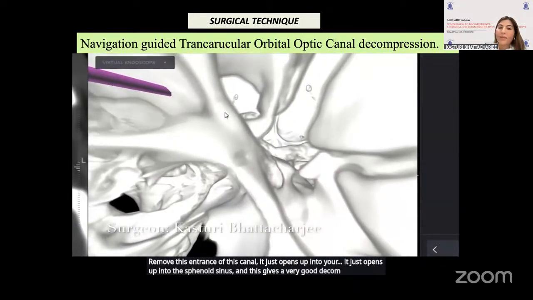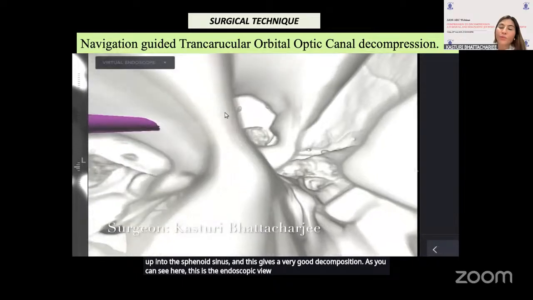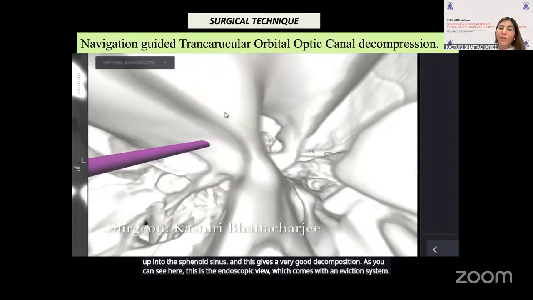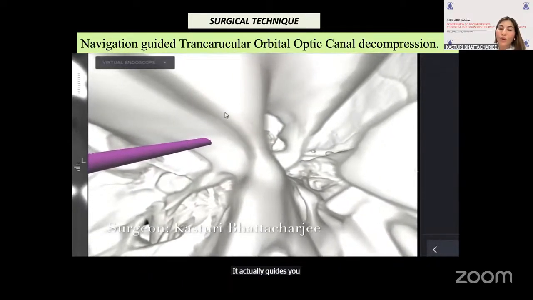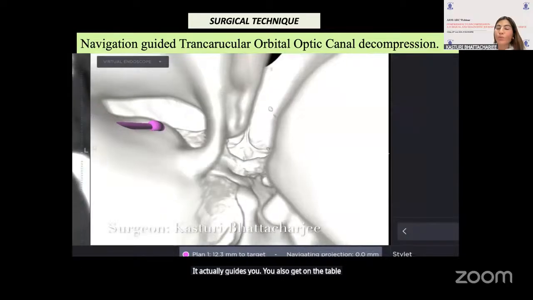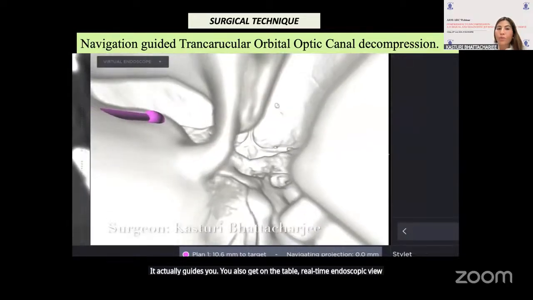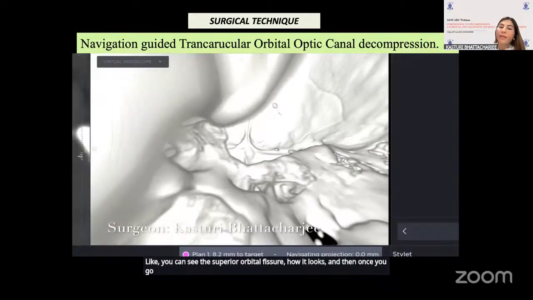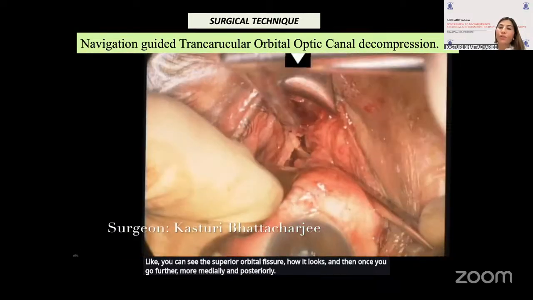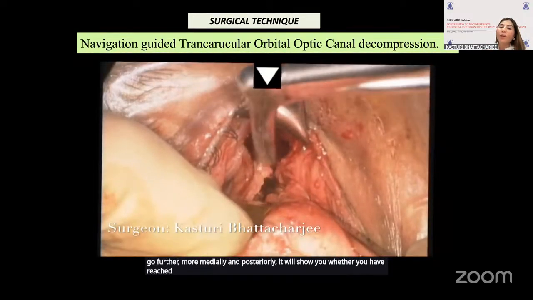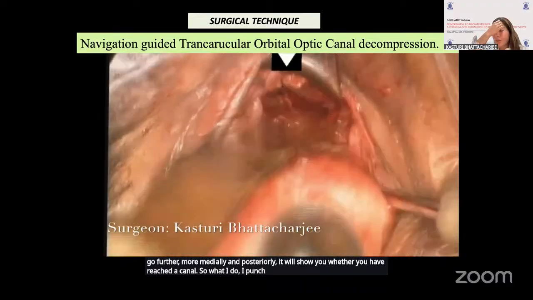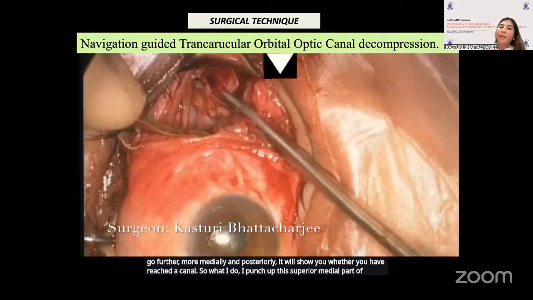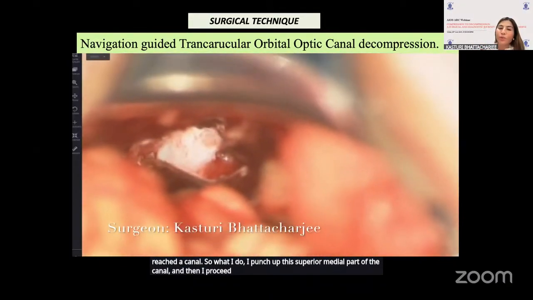As you can see here, this is an endoscopic view which comes with a navigation system. It actually guides you. You also get a real-time endoscopic view on the table. Like you can see the superior orbital fissure, how it looks. And then once you go further, more medially and posteriorly, it will show you whether you have reached the canal. So what I do, I punch up this superior medial part of the canal, and then I proceed, I remove some of the bony segments.